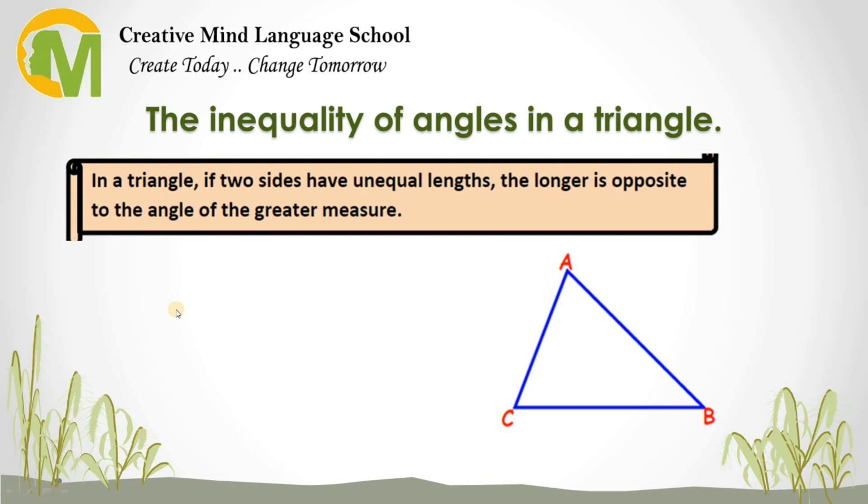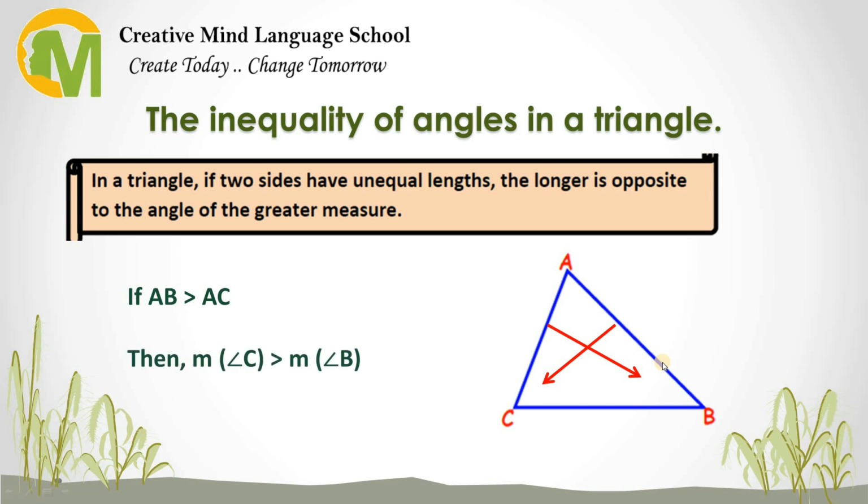First, let's recall the inequality of angles in a triangle. The rule says, in a triangle, if two sides have unequal lengths, the longer is opposite to the angle of the greater measure. For example, here on triangle ABC, if AB is greater than AC, the length of the side AB is greater than the length of the side AC. We have angle C opposite to the side AB, and also angle B is opposite to the side AC. Then we can say that the measure of angle C is greater than the measure of angle B.